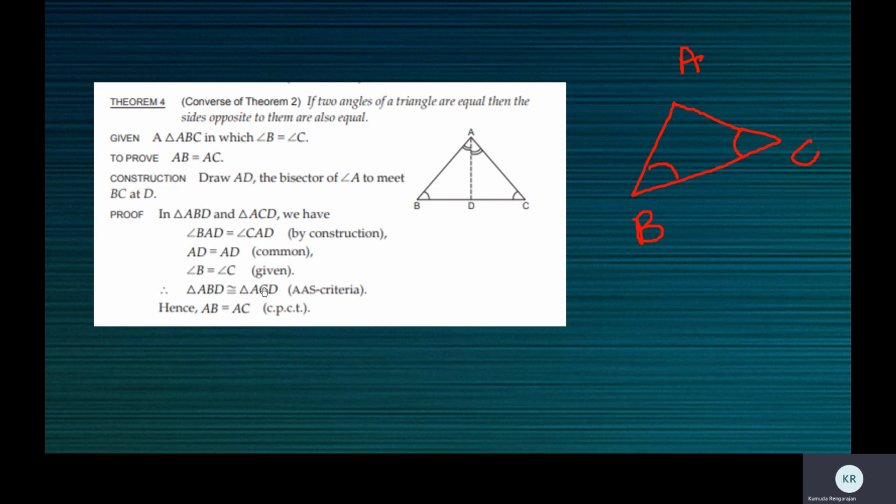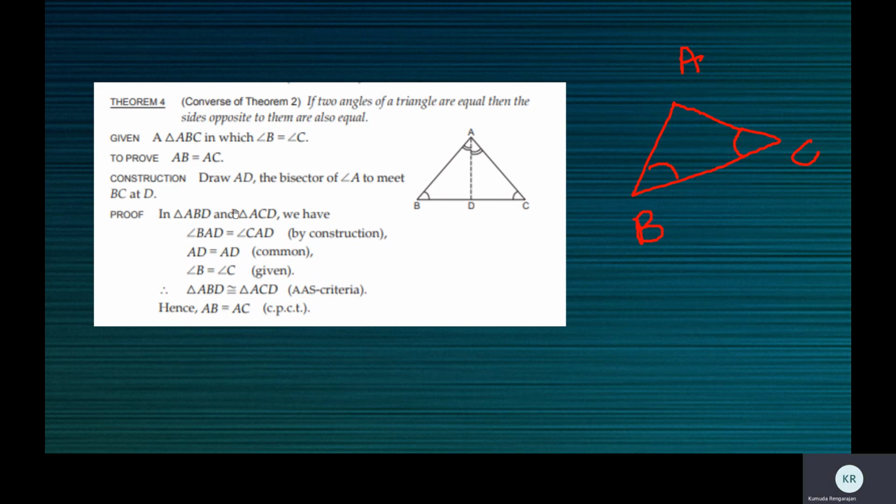Also, BD is equal to CD. That's not needed, I'm just telling you. Also, AD is equal to AD. Angle A is equal to angle A. Angle B is equal to angle C. Angle D of this triangle is equal to angle D of this triangle. So these are the corresponding angles and corresponding sides. We have to prove that AB is equal to AC, and we have it here: AB is equal to AC by CPCT.